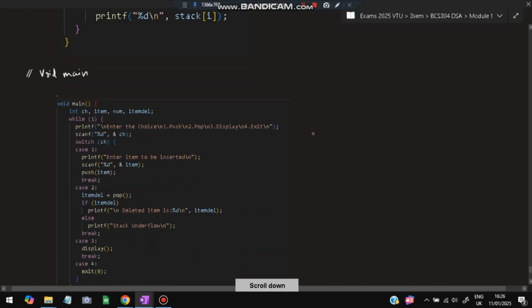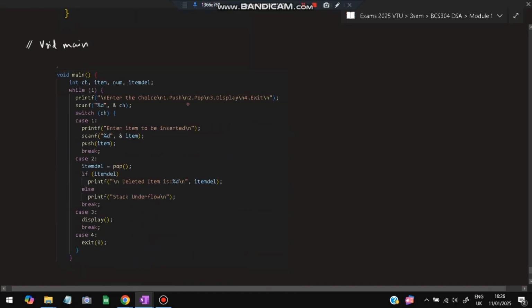Now to combine all of this, you can use a menu function here. In the same way, here we have some declaration of variables. While one, printf, we print: enter the choice, push, pop, display, or exit. Whatever the choice is, it will be stored in ch, and we compare that ch with different cases: case 1, case 2, case 3, and case 4. Case 1 means push, right? Push means you have to insert the element. We take that element here and call the push function.